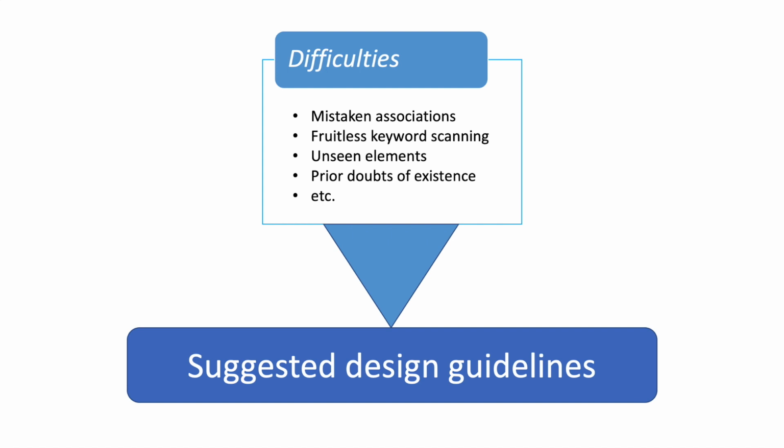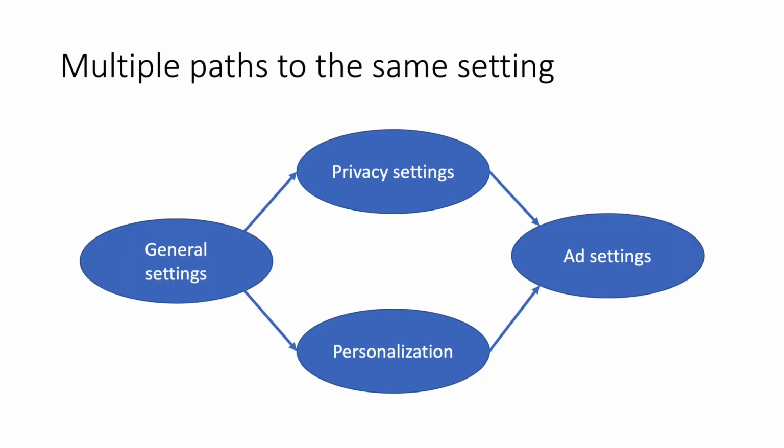Based on our participants' behavior, we make several design recommendations on how to alleviate these navigational difficulties. I will only talk about some of them here, so we invite you to read the full paper for more. First, to handle all the different ways people think about settings and tasks, multiple paths to the same setting might accommodate this diversity.